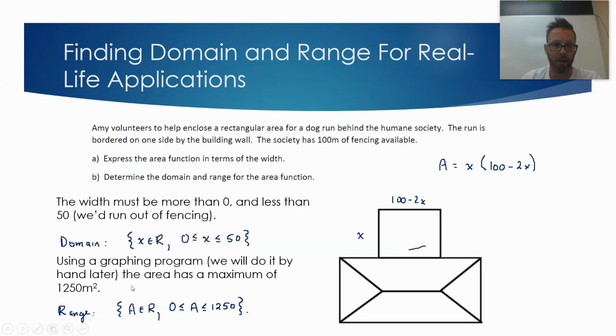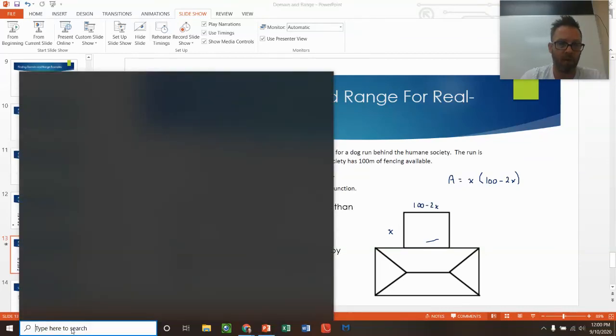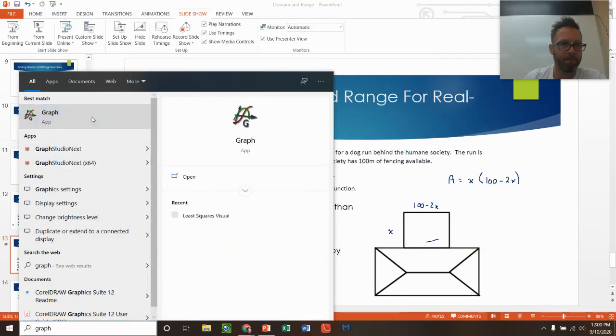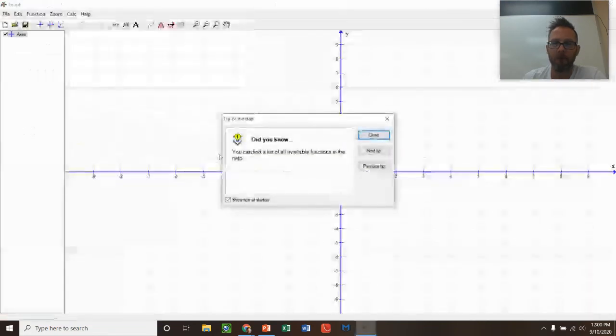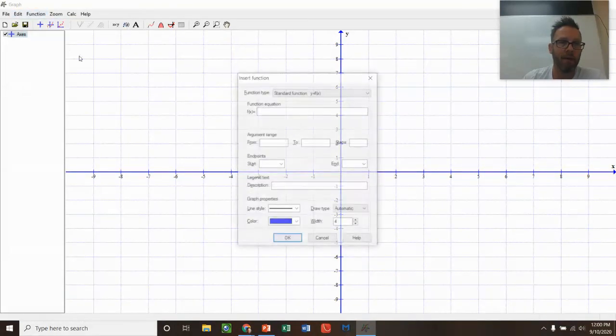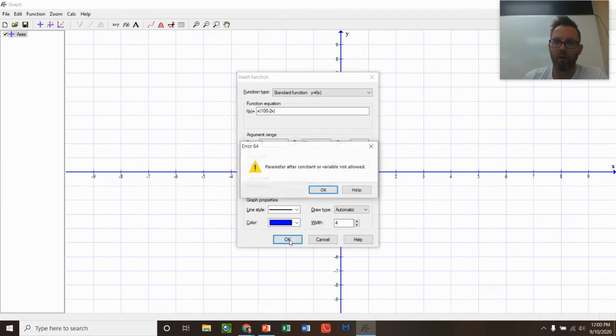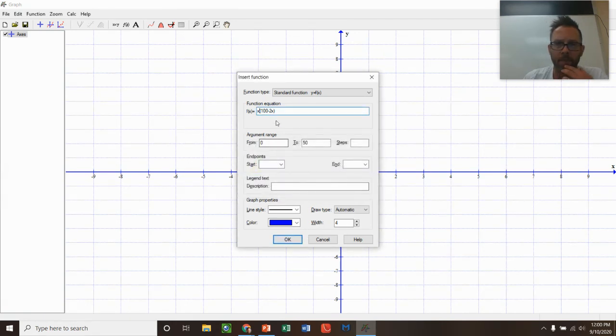So I'm going to exit out here. I'm going to keep those for later. I'm going to be using my graphing program, and we're just going to graph this one. So just bear with me for a second. I'm going to insert my function. And my function was x times (100 minus 2x). And I'm going to do it from 0 to 50 because that was my domain.